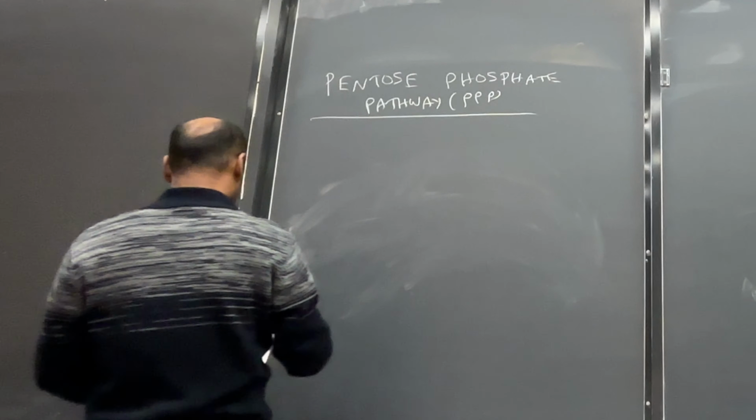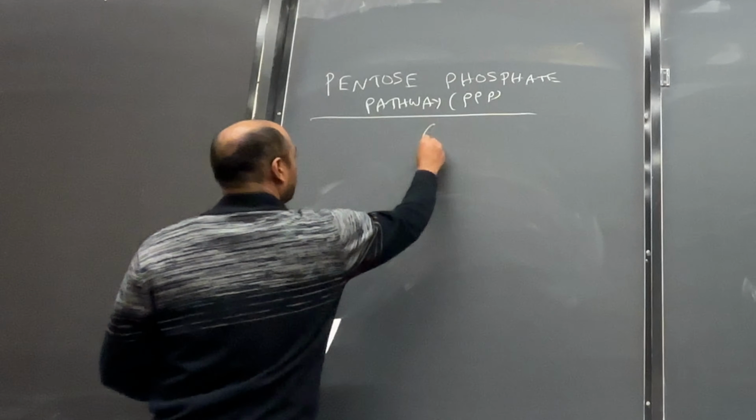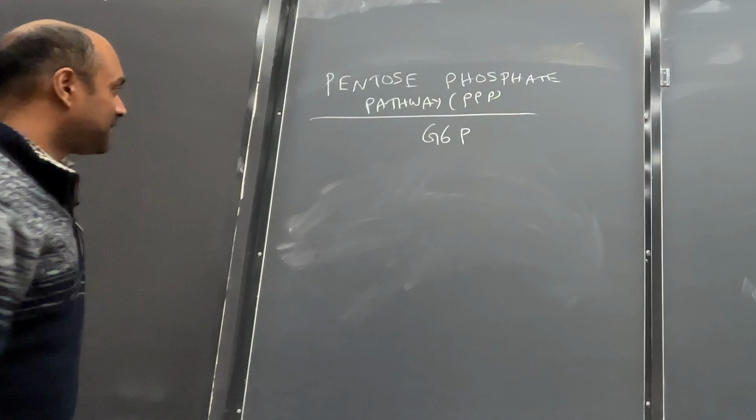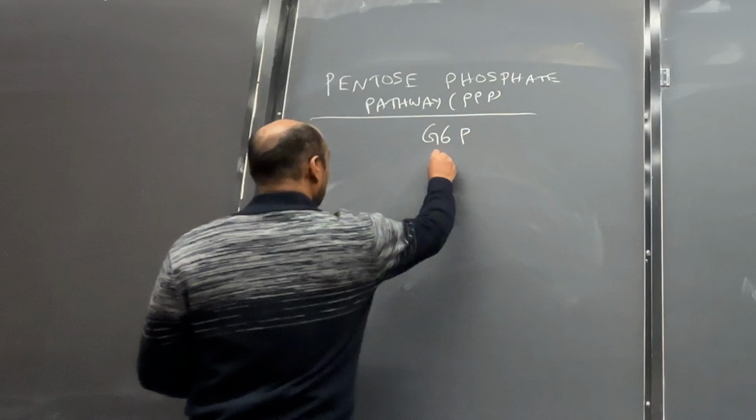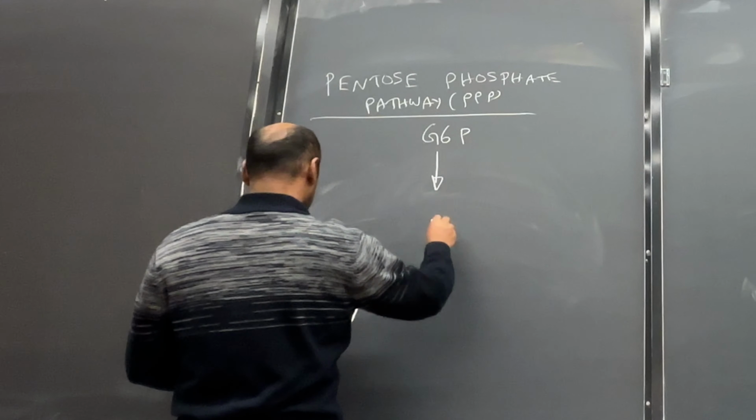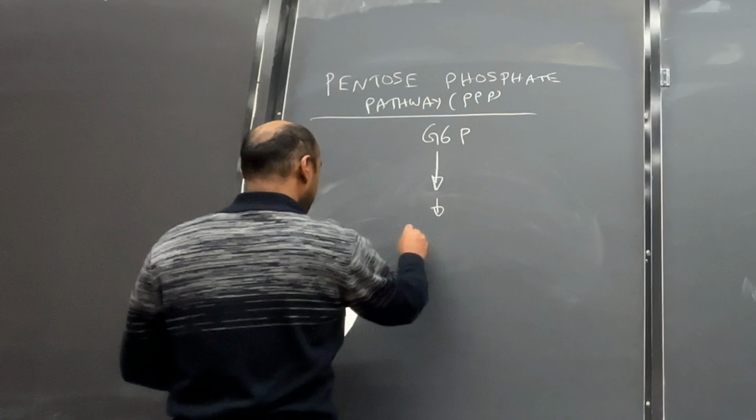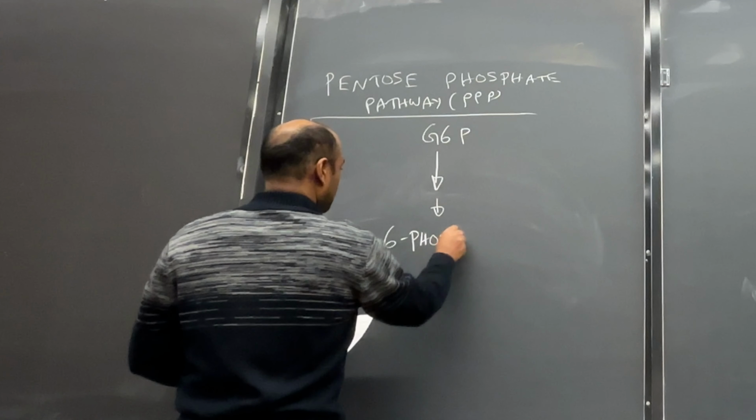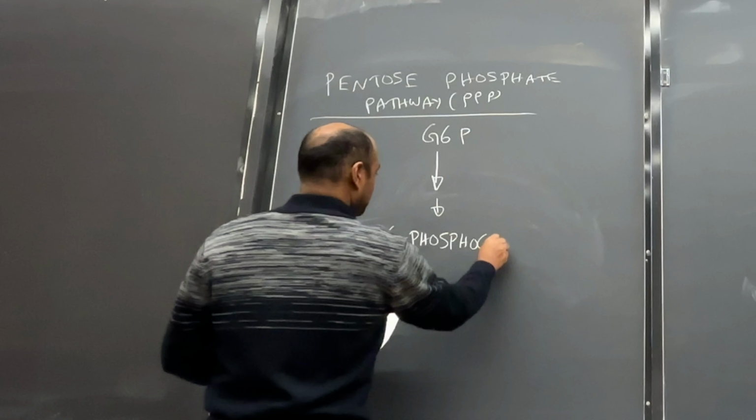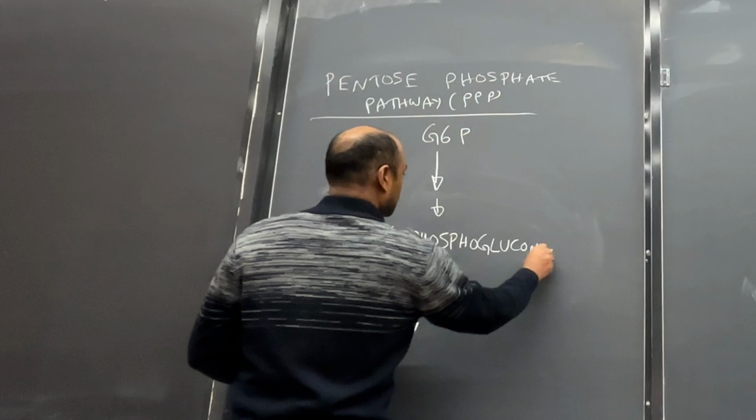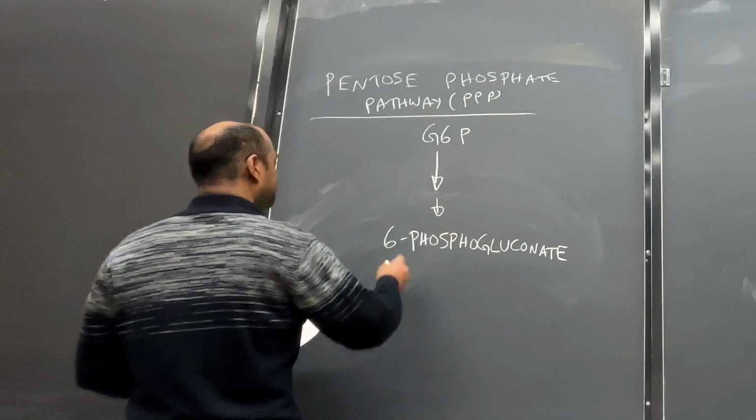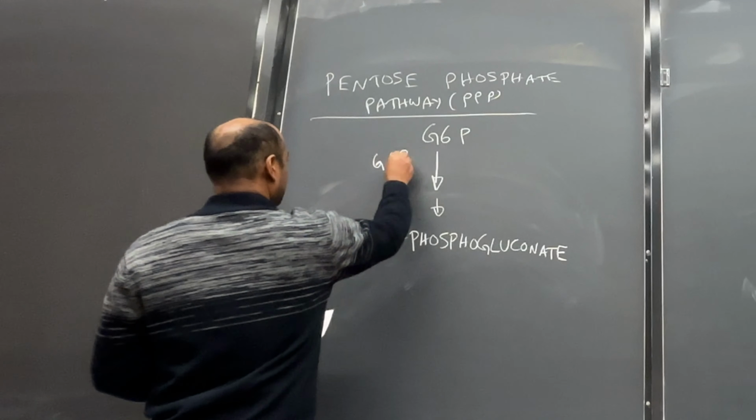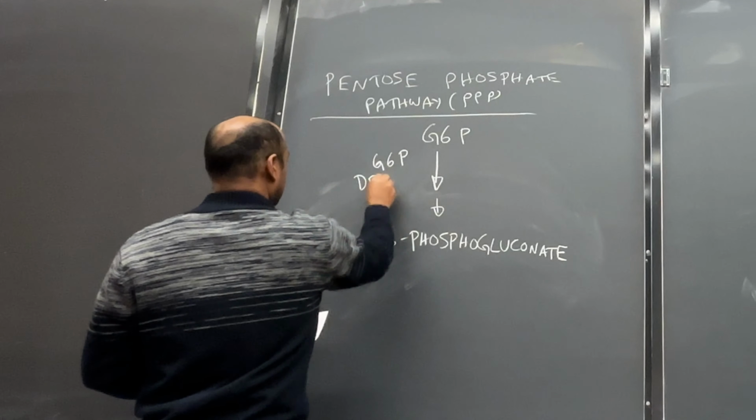So this is what you start with, G6P. What is that? We know what that is, right? Glucose 6-phosphate. So G6P will go here to this thing. There are a couple of steps to go to this compound. It's called 6-phosphogluconate. This is actually a step where we oxidize it, and the enzyme is going to be another dehydrogenase, G6P dehydrogenase.